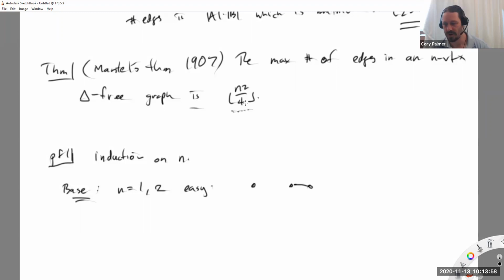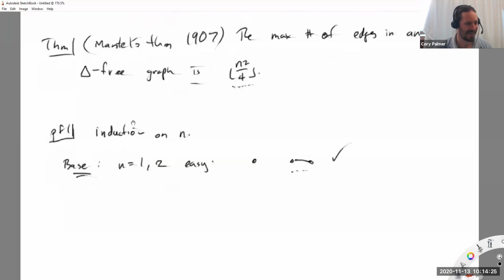1 and 2 squared divided by 4, floor. Wait a minute, something's fishy here. Oh, no, we're fine. Sorry, it's squared. You get 4 over 4 floor, you get at most 1, and you achieve it. The other one gives you 0, which this has. So those are correct. And I mentioned that there's this stronger result that the graph is uniquely this one. Both of these satisfy this as well. This is a bipartite graph that's balanced, right? Okay, that's the base case.